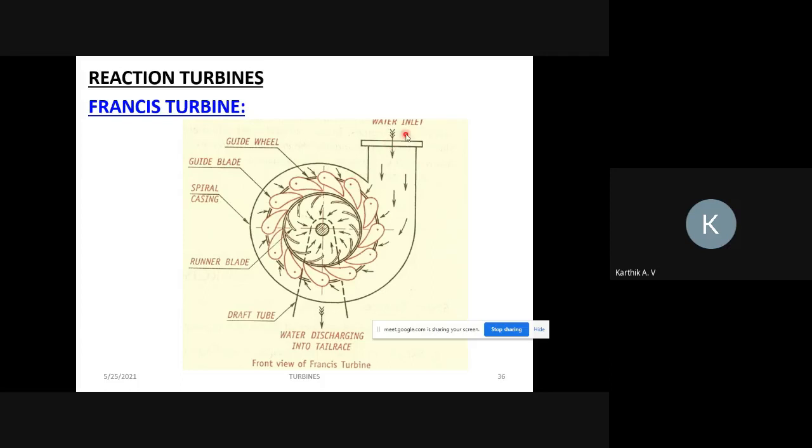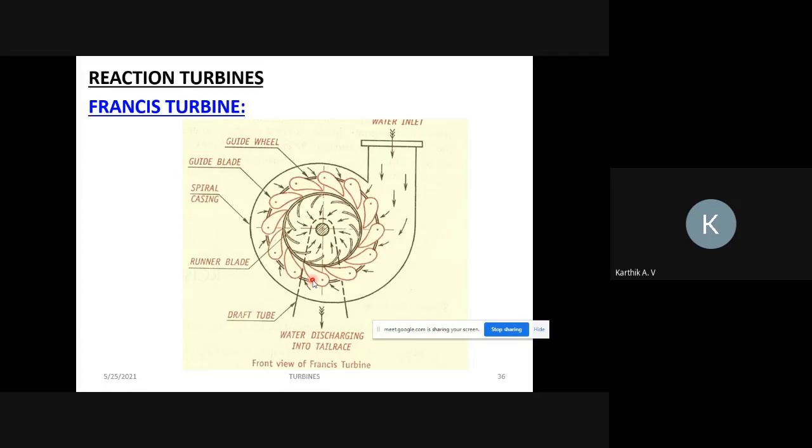Next, this is the inlet. A medium head of water level is enough for the Francis turbine. And these are the guide blades. They help guide the flow of water to the blades. The blades are in a vertical direction to the runner, and water will be entering in a radial direction, so it is also called a radial flow turbine.